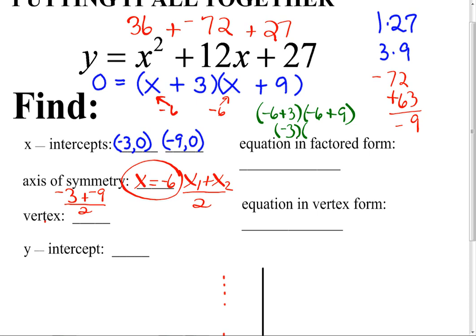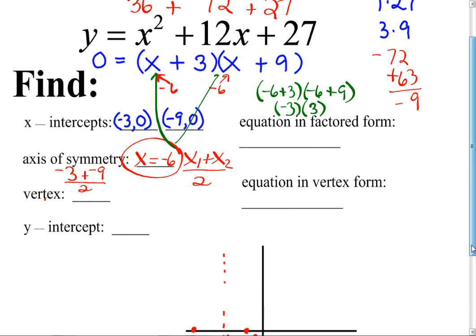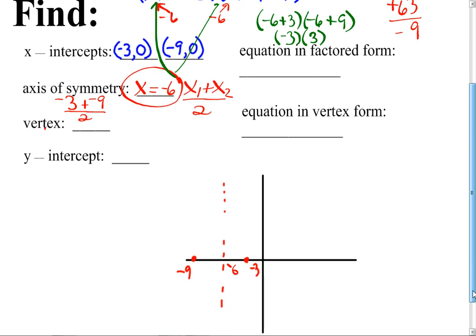Because this was our axis of symmetry, we can put it into this form, or we can put it in that form. I'm showing you that the second form, if I did it right, is easier. What's negative 6 plus 9? Positive 3. So what is the answer? Negative 3 times 3 is negative 9. So the vertex is at x is negative 6, and the y value is negative 9.